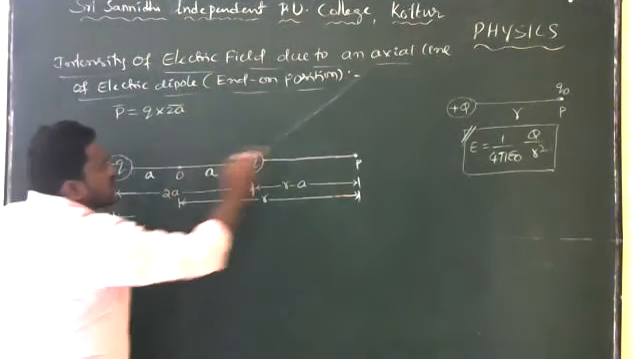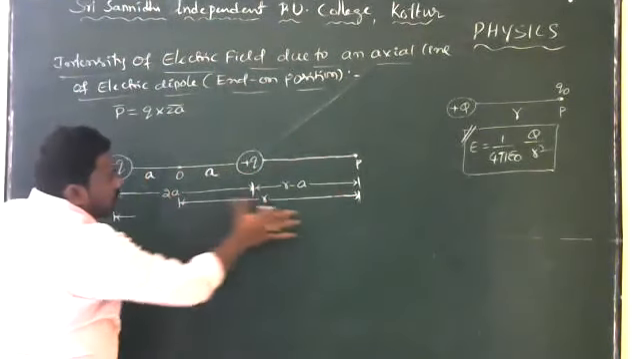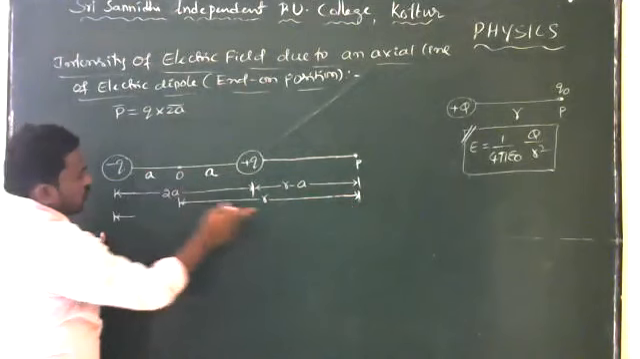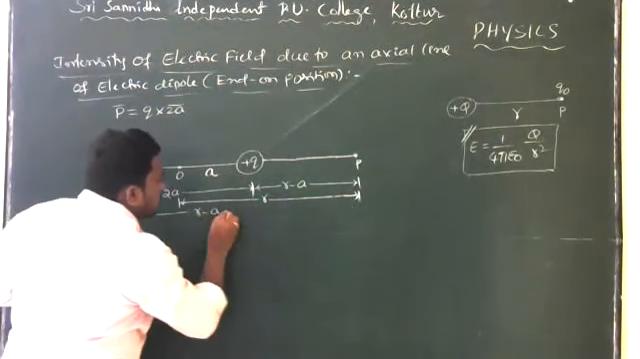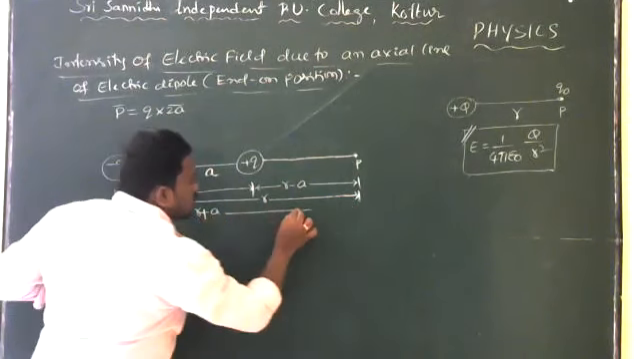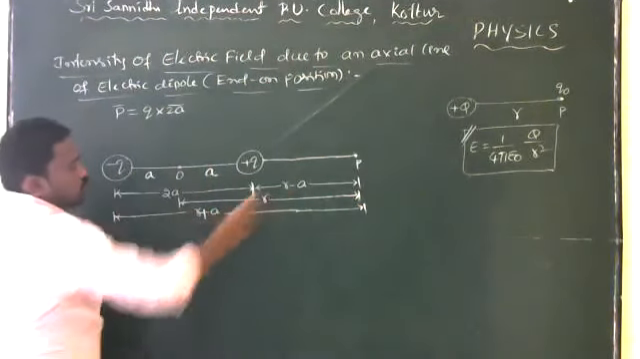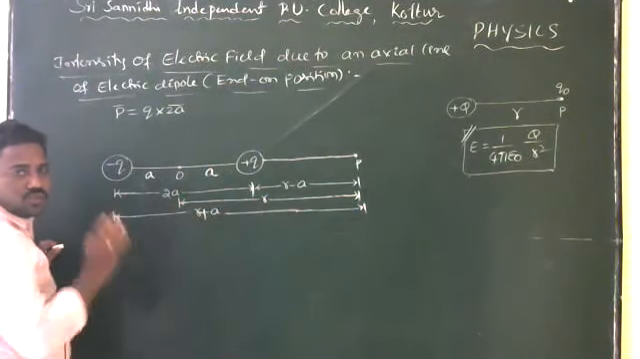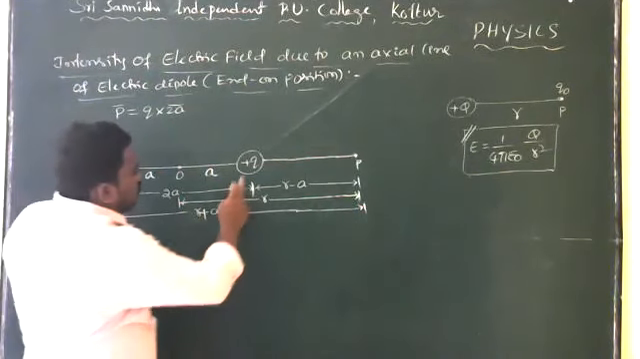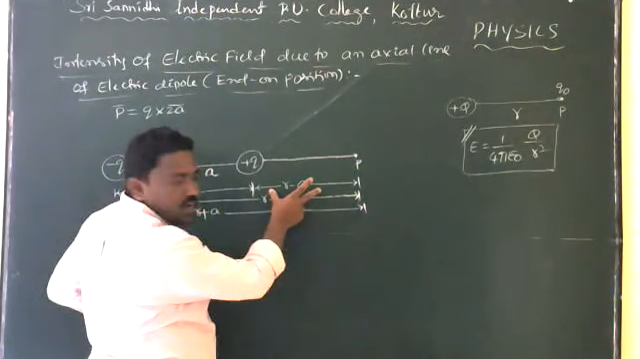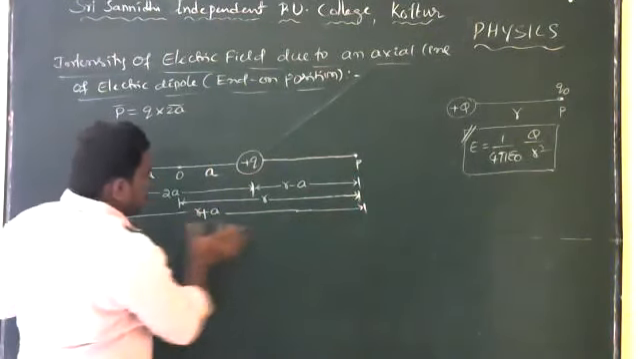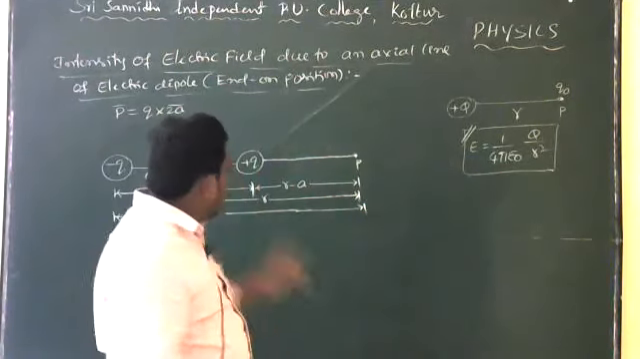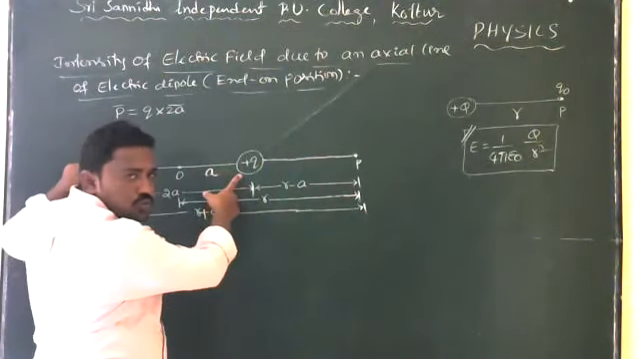So next, calculate the minus Q to P distance. Here the center of the dipole to P is r, and the center of the dipole to minus Q is a. Therefore the total distance is r plus a. So this is the distance between minus Q and P; we add the distances to get the total distance. This is very important: the plus Q to P distance is r minus a, and the minus Q to P distance is r plus a. Now we want to find the intensity of the electric field at point P due to the minus Q charge and also due to the plus Q charge.